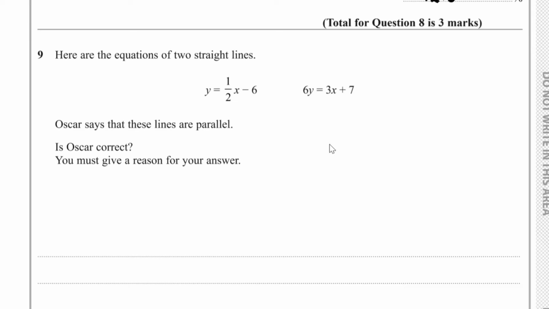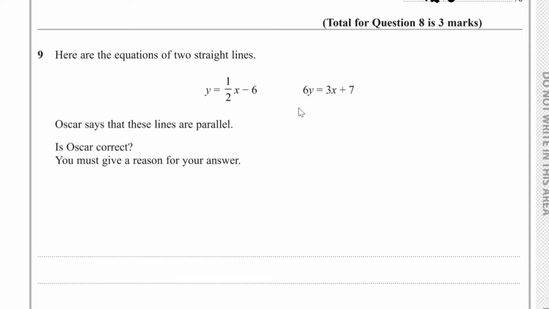Question number 9. Here are the equations of two straight lines. We've got y equals 1/2 x subtract 6. Then we've got 6y equals 3x plus 7. Oscar says that these lines are parallel. Is Oscar correct? You must give a reason for your answer.